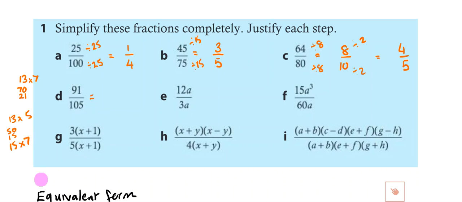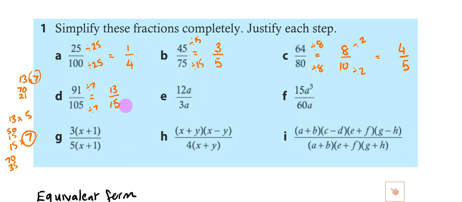15 times 7. 70 and 35, 105. So it's that 7 one, isn't it? So we can divide by 7, which gives me 13 over 15. God, that was a struggle for a second. It was, yeah. But those are hard ones.